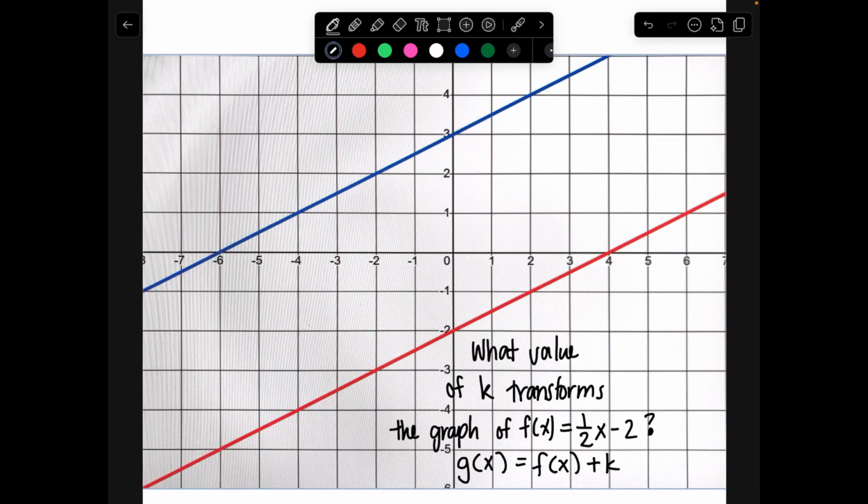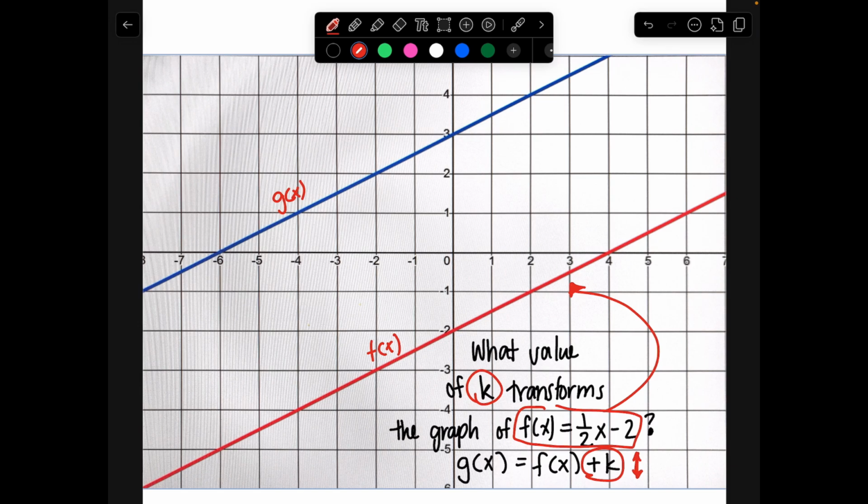Okay, I forgot to add this question in your study guide. Please add it. If you notice, the slope is 1/2. Okay, so for this one, it says what value of k transforms the graph of f of x equals 1/2 x minus 2. So this graph belongs to the red one. Okay, guys, all you're doing is finding k. Okay, that's plus k. And what does k tell you? K tells you to go either up or down. So we want to figure out what g of x is, which is this blue line.